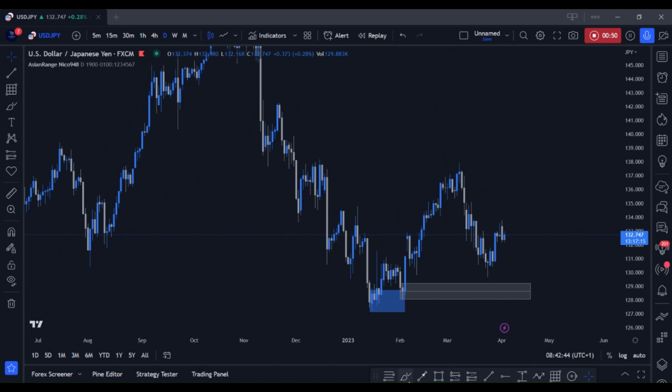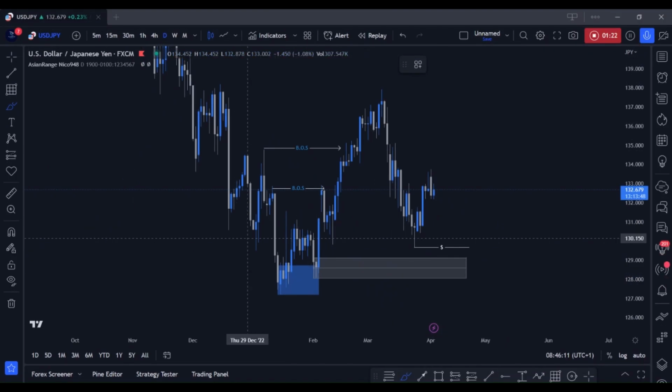Back to market structure. So we can see that price has been trading to the downside, with lower highs and lower lows. However, there's been a shift, you see. Price has been trading to the downside, bearish structure, however we saw a change in character once price broke the last previous high before the swing to the downside.